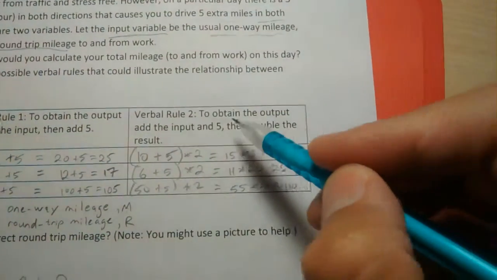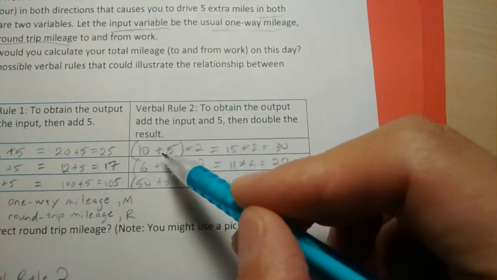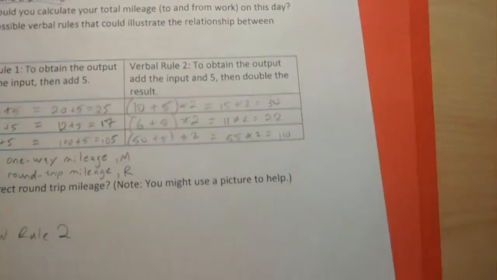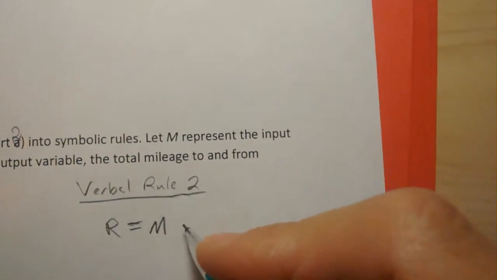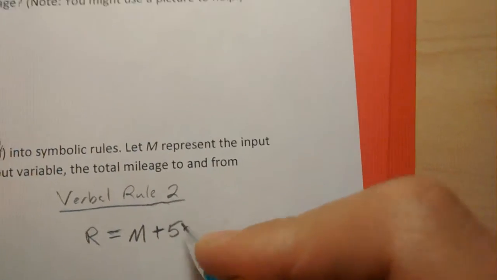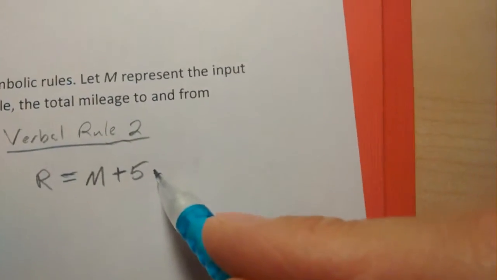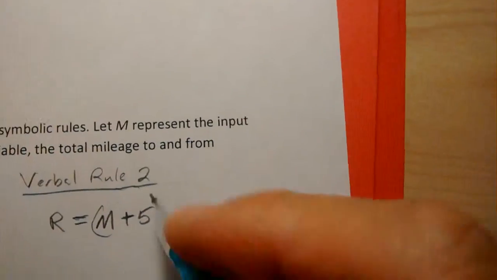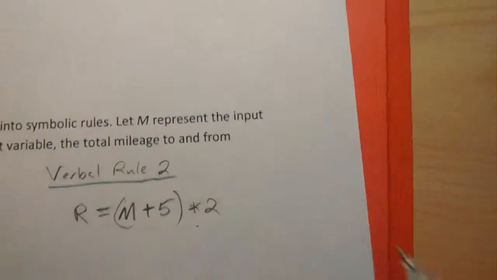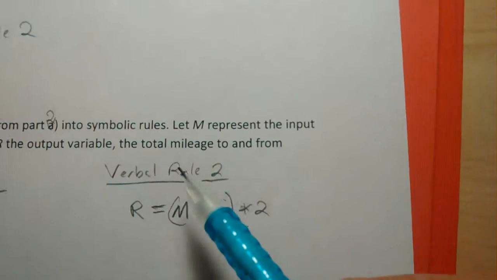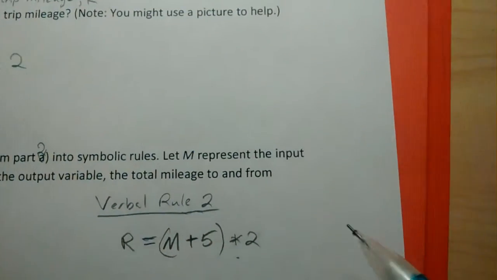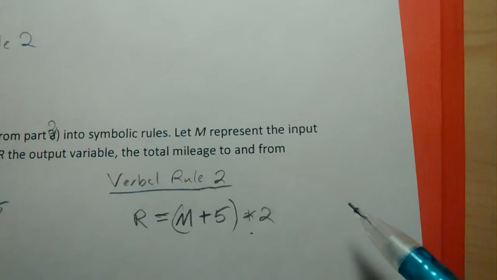So to obtain that, we add the input and 5. So like we did up here, the input and 5. So the input being M, and we're going to add 5 to it, and then double the result. So doubling the result means multiplying that whole thing by 2. So there is our verbal rule number 2 translated into math symbols, or symbolic symbols.